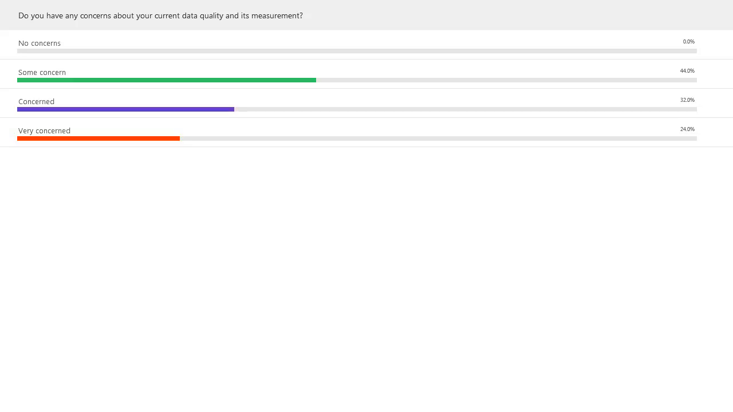I'm not surprised. What I am seeing is 24%, almost a quarter, are very concerned. So hats off to you. I think in some cases, once you know, then you're put into a state of concern. That could reflect those organizations that have actually started to delve into data quality issues. Okay, so take it from here.